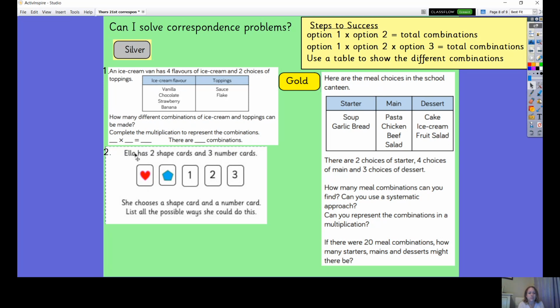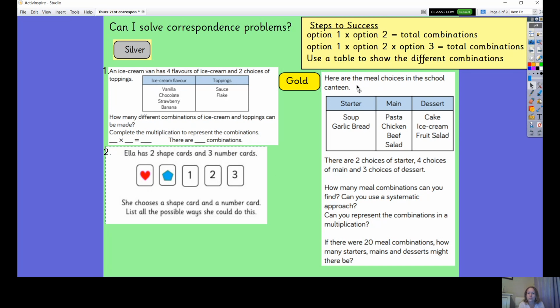Okay, and then the second part of silver, Ella has 2 shape cards and 3 number cards. This is almost exactly the same as the one we did earlier on, except there are 3 number cards at the end. So again, draw yourself a little table, and then you're going to have the heart with number 1, the heart with number 2, the heart with number 3, and then the pentagon with number 1, pentagon with 2, and pentagon with 3, like that. There's 2 shape cards times the 3 number cards, so that should give you a big clue as to how many combinations you should be able to find.